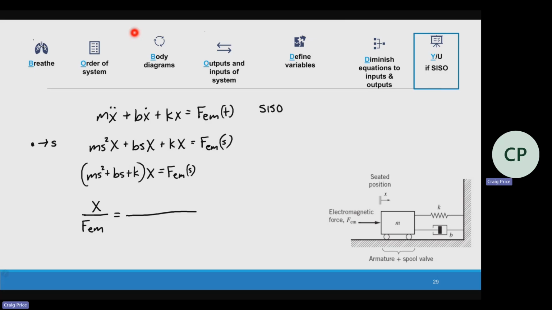What is my numerator? 1. So if I divide both sides by F_EM, I'm left with a 1 on the right-hand side, and then I'm going to divide both sides by that polynomial. We get 1 over m s squared plus b s plus k.